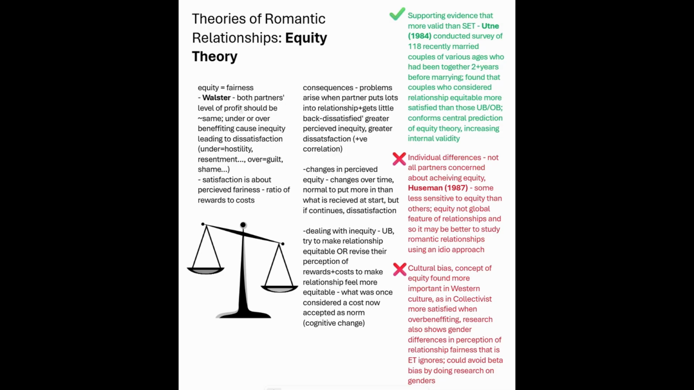This differs from the previous one, as he says that the rewards should be the same. Actually, that kind of is the same, or around the same. Under or over benefiting can cause inequity, which is unequal, and leads to dissatisfaction. Under benefiting leads to hostility and resentment, and over benefiting leads to guilt and shame.